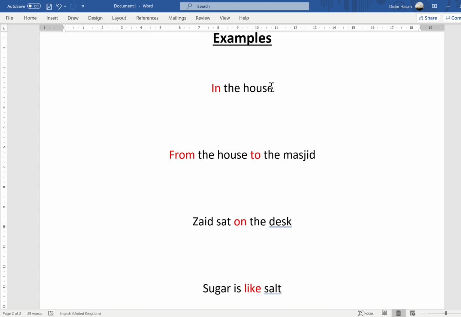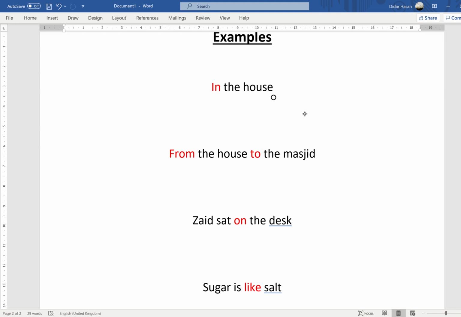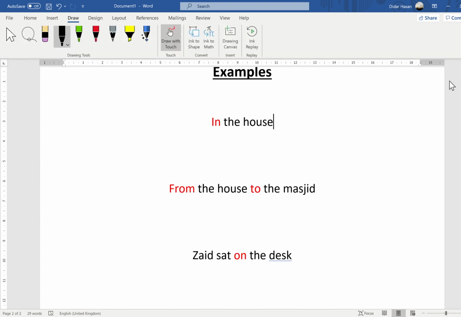Okay, so first the sentence is: in the house. So first we'll write fi. So fi will be over here. So this is the harf al-jar. And then, actually, let me just write it in black to make it easier. Okay, so we have fi, and then al bayt.